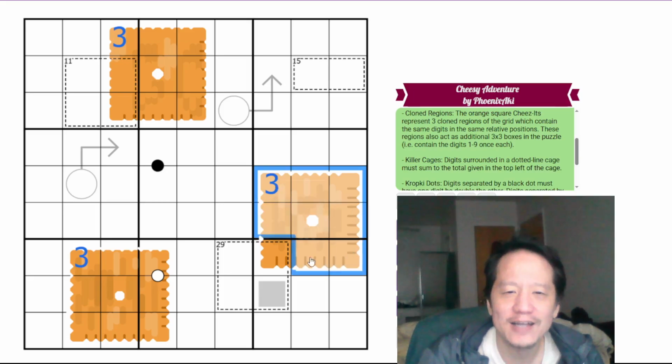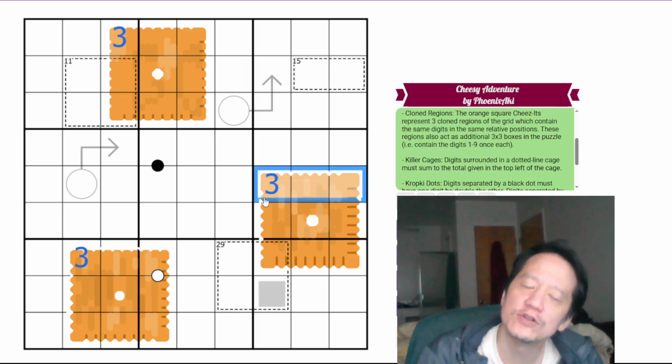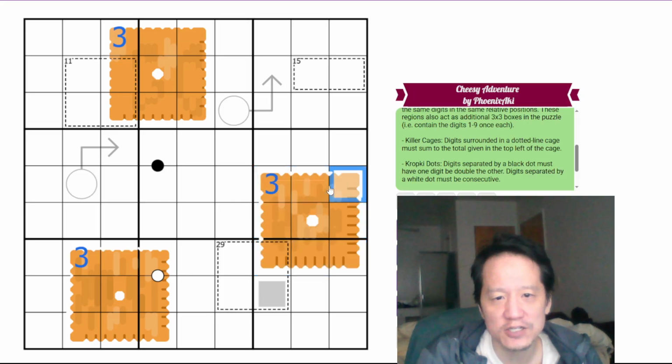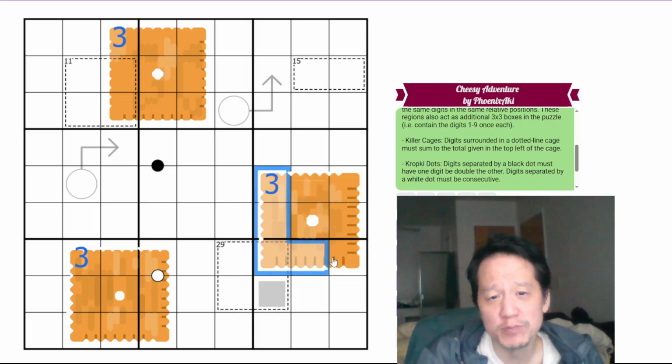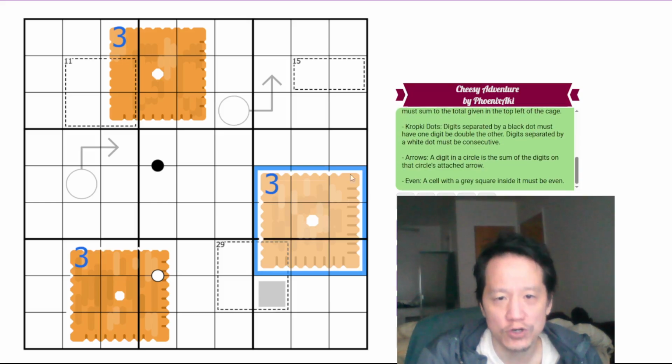Thinking about it, I'm not sure if the restriction of having 1 through 9 in cloned regions is always there. But I can't remember a puzzle where I had a clone region which didn't have that restriction. So maybe it's always been that case. I mean, that's a thought, actually. So you could potentially have clone regions which don't include the digits 1 through 9 once each. But in this specific case, it actually does. Might be an interesting area for exploration, where you have clones without having the digits 1 through 9 in them each. Anyways, that's how cloned regions work.